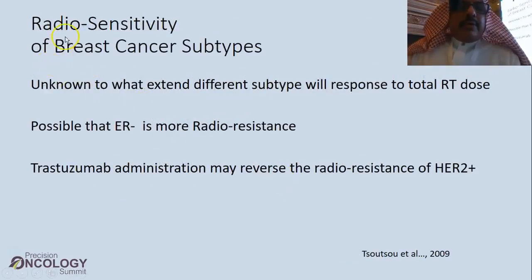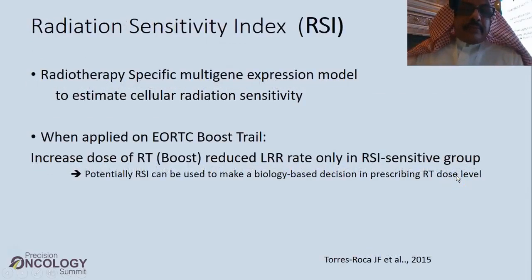Okay, so now we have what we call radiosensitivity. Is there a different sensitivity to radiation in the different subgroups? I mean, it's still unknown whether different subtypes have different sensitivity to radiation therapy. Maybe ER positive is radioresistant and we need to give more radiation, escalate the dose. Using trastuzumab may have reversed the radioresistance that used to be seen in HER2 disease.